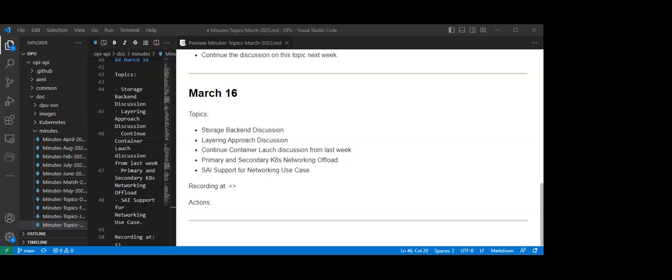So let me move on to the next topic that's in here. We've had a couple of threads related to SAI support for the networking aspects. Is that really just a specific use case that's network switch specific, or is it more generic and reaches across other potential use cases? So let me open the floor to that discussion.